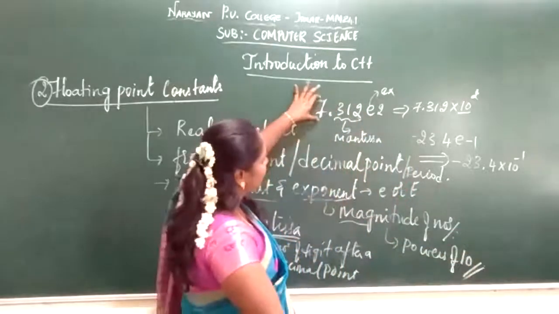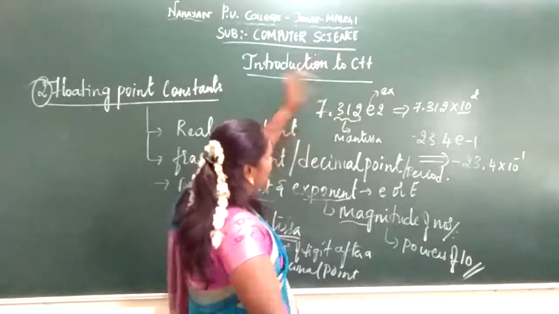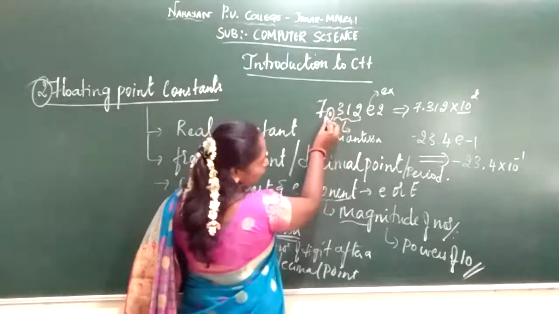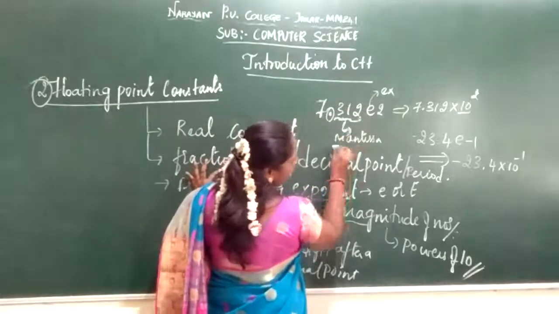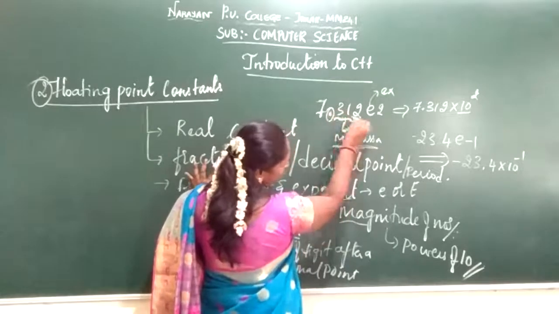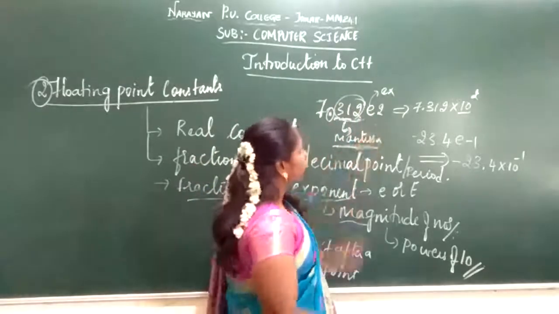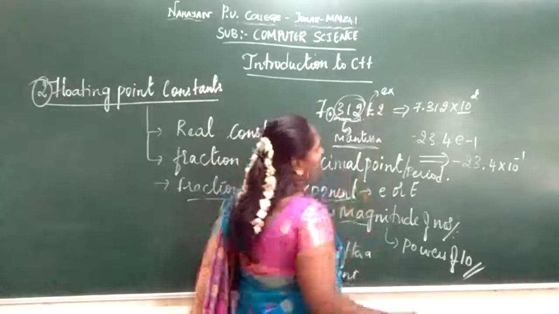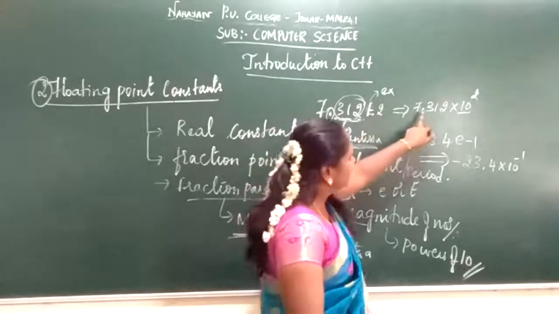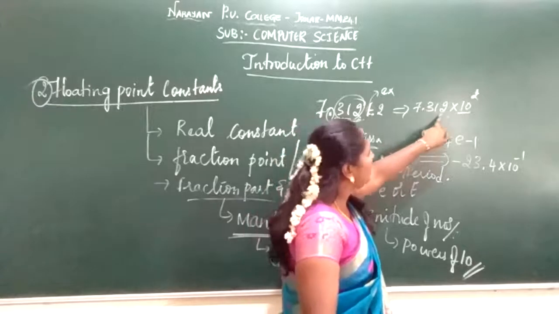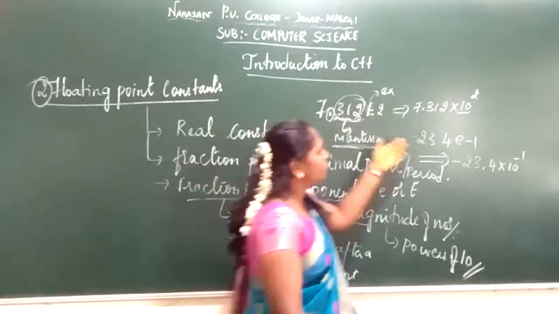For example, take 7.312. 7 is your integer part, and the point is the decimal point or fraction part. Here 312 is my mantissa, the number of digits after the decimal point. E is the exponent, and it can be a small e or capital E. 2 is the power, the magnitude represented in the form of powers of 10. So that is similar to 7.312 into 10 to the power of 2. It is for a positive value. You can have it even for a negative value.